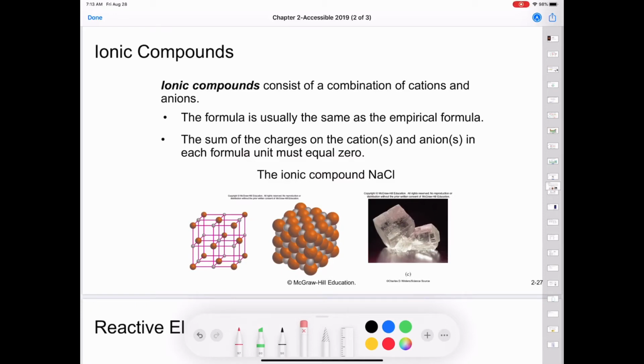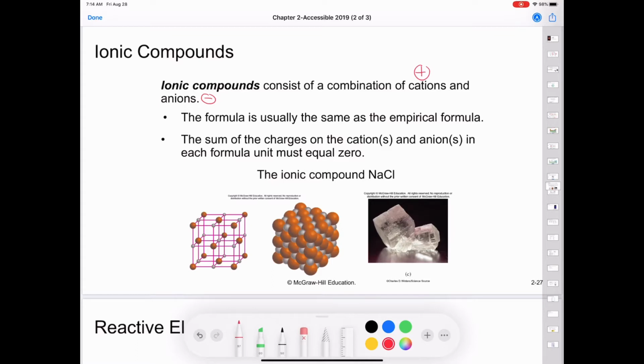Earlier on, we discussed what a cation and an anion is. Cations have a positive charge, and anions are ions with a negative charge. Ionic compounds consist of a combination of both cations and anions, and their charges will balance out in that ionic compound. So the formula is usually the same as the empirical formula.